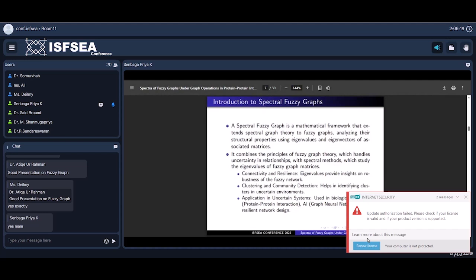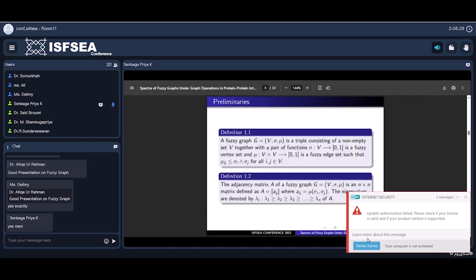A spectral fuzzy graph is a mathematical framework that extends spectral graph theory to fuzzy graphs, analyzing their structural properties using eigenvalues and eigenvectors of associated matrices. These are the preliminaries that are used for my study. I'll better skip this part.